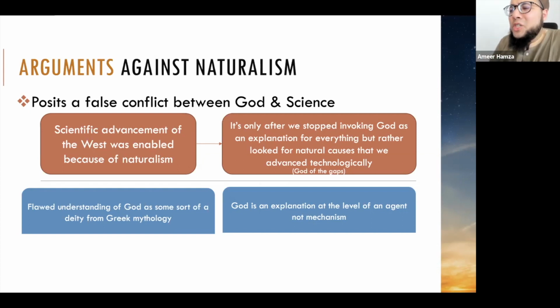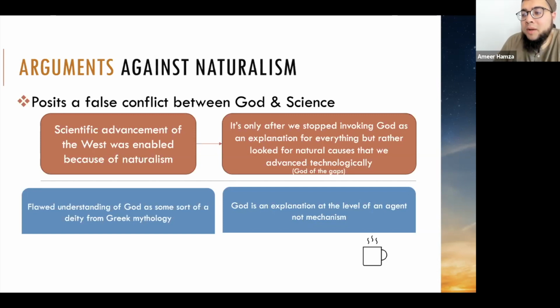You guys, if I understand everything mechanically about the engine and the laws of internal combustion, does that do away with Henry Ford? No, because Henry is an explanation for the car at the level of an agent. Laws of internal combustion are an explanation at the level of mechanism. Understood, folks? Okay, here's another example that inshallah should get the point across.